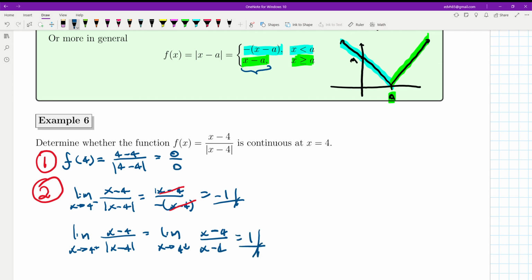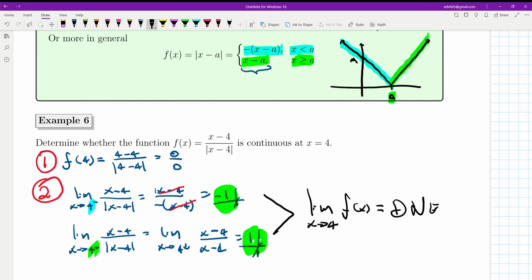Now, the problem here is that these two limits, when we compare them, disagree. For this reason, the limit as x approaches 4, plain vanilla 4, not from the left and not from the right, of f of x does not exist. The reason for this is because those two limits disagree.